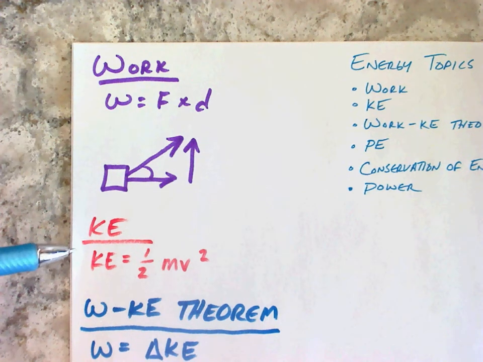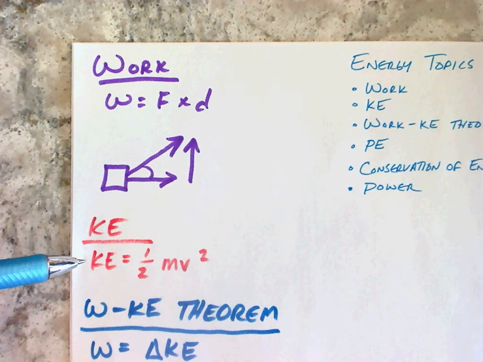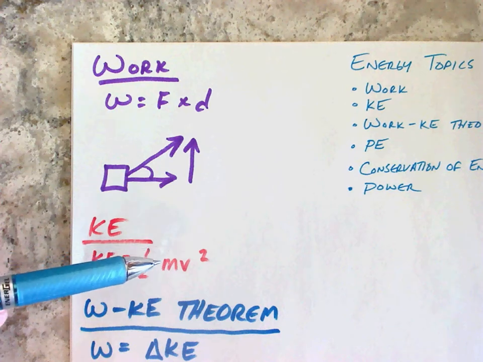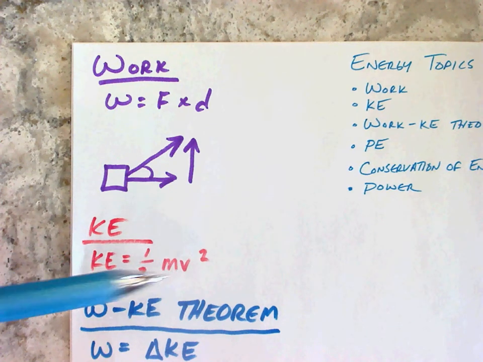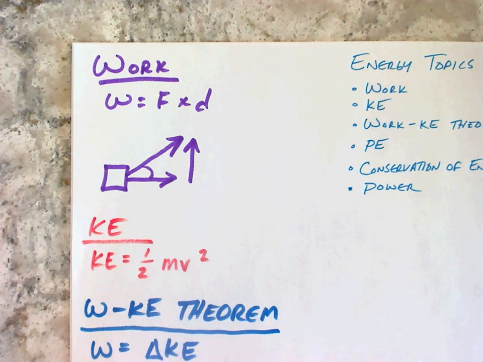Kinetic energy, pretty basic. There's the equation, measured in joules still. Remember, masses always get entered as kilograms and velocities as meters per second. Other than that, those are pretty straightforward plug and chug problems.